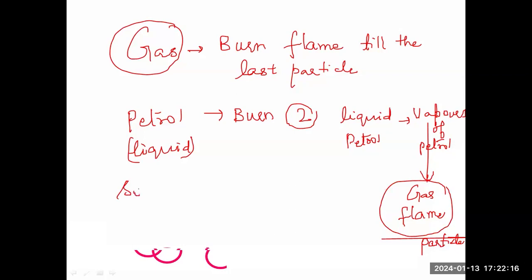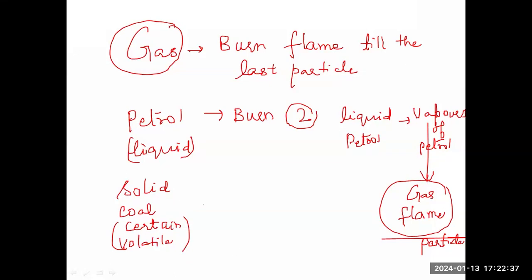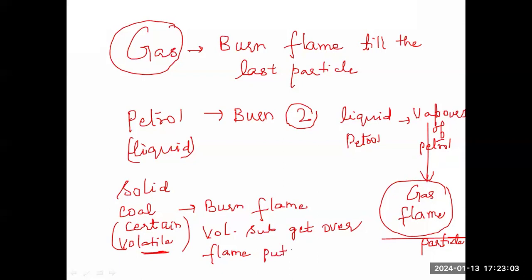But if you take a solid like coal, coal has certain volatile substances in it. All substances present in coal are not volatile. Only some substances in coal are volatile. So when you burn coal, those volatile substances will burn with flame. When these volatile substances get exhausted, the flame goes away and we simply see it glowing. This is the reason that some substances burn with flame, others do not.